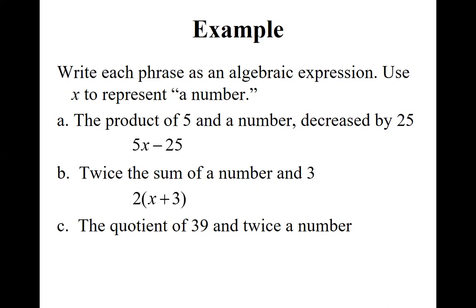Why did this one have parentheses but the last one didn't? Well, in the last one, we were taking the product and then subtracting 25 from that. Multiplication and then subtraction. Here, we're taking the sum and we're multiplying by the sum. The sum is the entire x plus 3. So the parentheses group that together, representing the sum. And then 2 times the sum is 2 times the entire x plus 3.